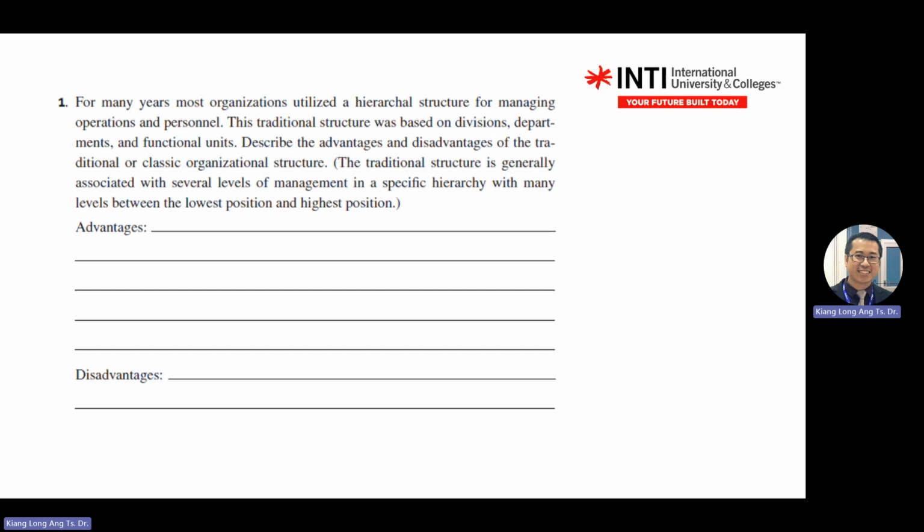Basically, this chapter is linked with 3 types: project-based or pure project, non-project organization, and hybrid or matrix. So, first question: we use the hierarchical structure. Traditional structure is based on division, department, functional unit. Describe advantages and disadvantages of traditional structure.